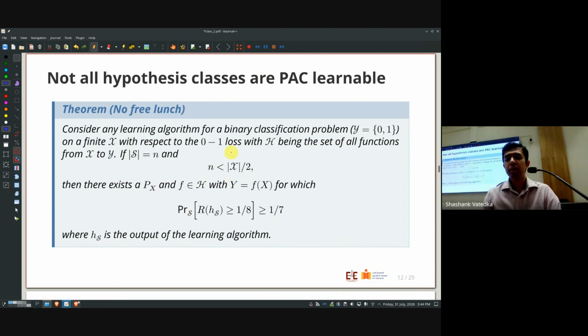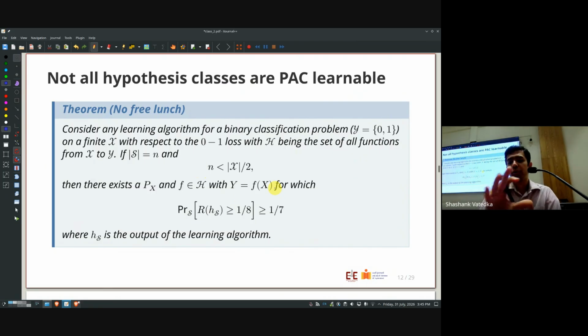That's one point. And this is essentially a tool which is used to derive more general results. It seems very specialized because h is finite, x is finite, and it's for this particular number of samples and for this particular 1/8 and 1/7. But it can be used to derive results on more general h and more general x.